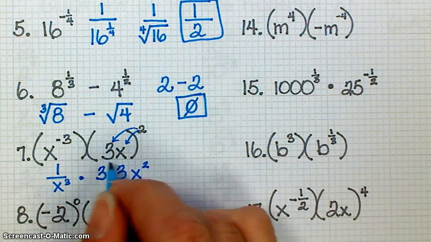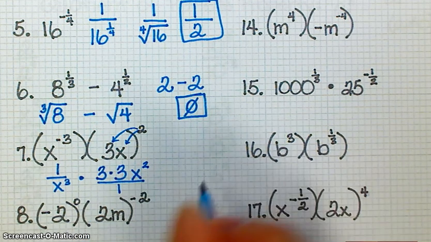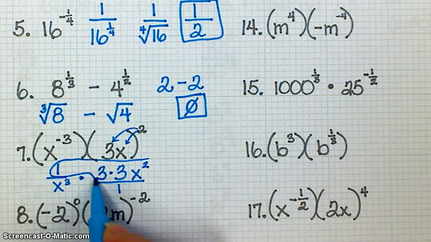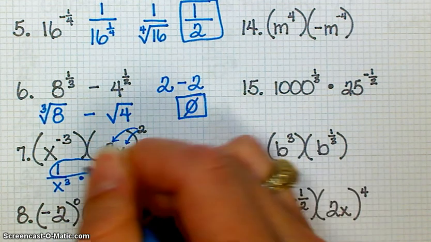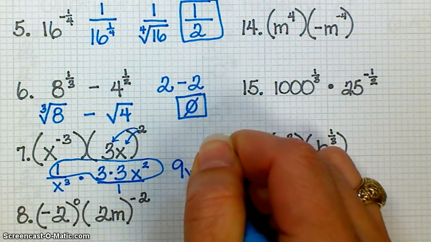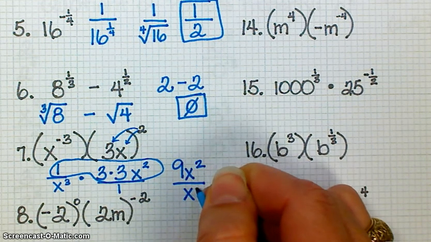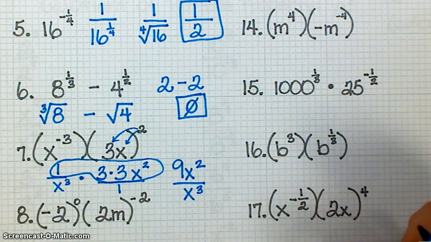And there's no fraction, so really I'm just going to put this over 1 just as a placeholder. So really, you've got all of this on the top. 1 times 3 is 9. So you've got 9x squared on top. And you have x to the third on bottom.